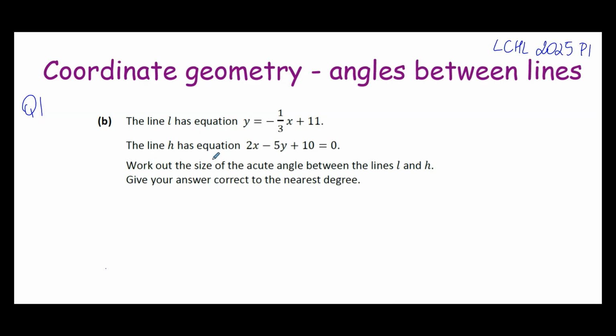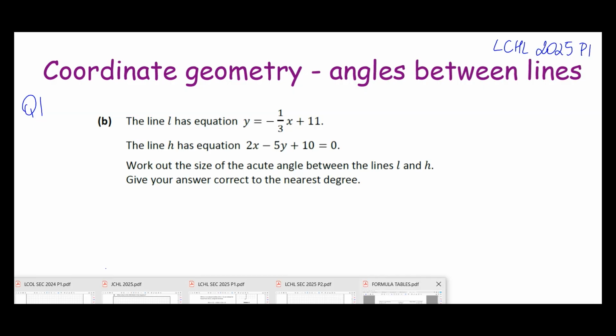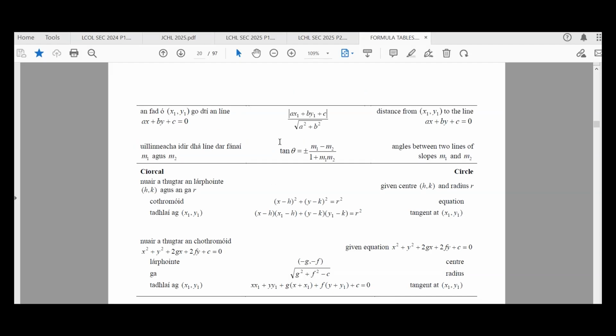What do we need to do? We have to work out the size of the acute angle between the lines L and H. Give your answer correct to the nearest degree. So that's where we are going for our formula for the angle between the lines. So we go to the table, we copy the formula.